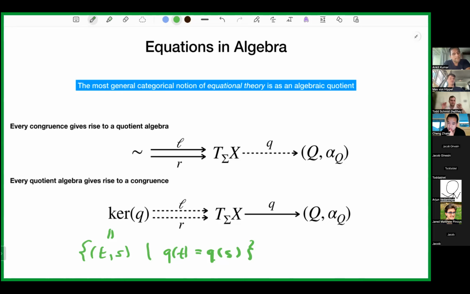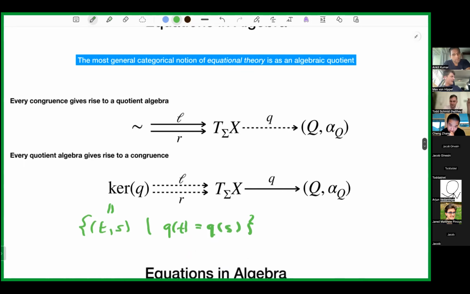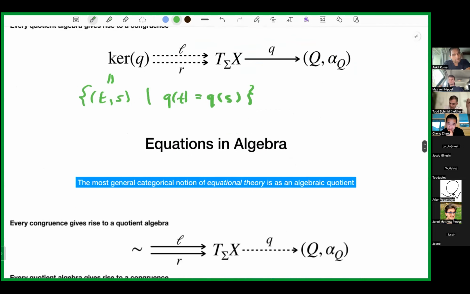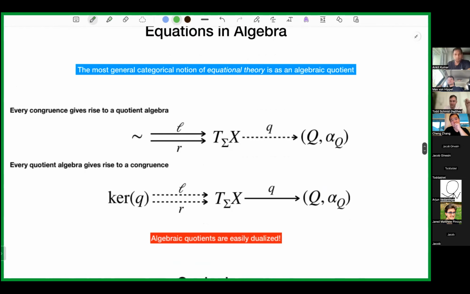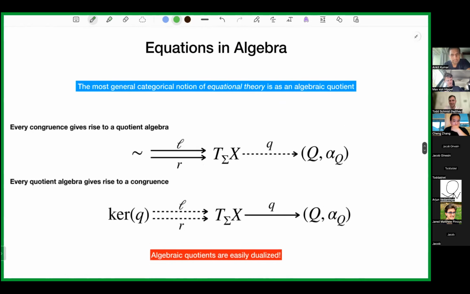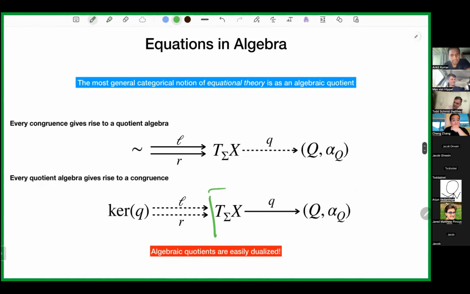So basically what I'm saying is we can think of an equational theory as just being a quotient of the term algebra, of the free algebra on some set of variables. That's really the same thing as an equational theory. And what else have I written here? Oh, yeah. What's nice about this picture is that the algebraic quotients picture is very easy to dualize, right?